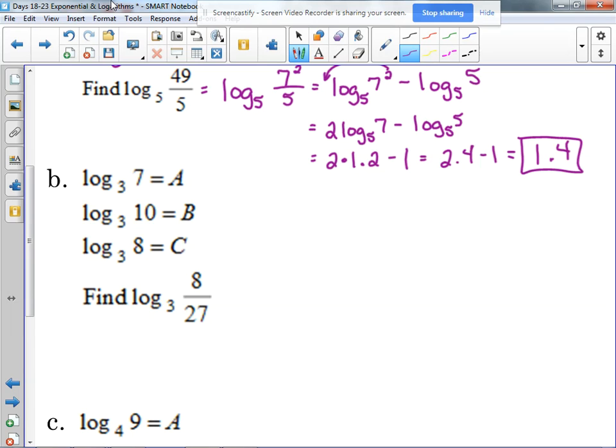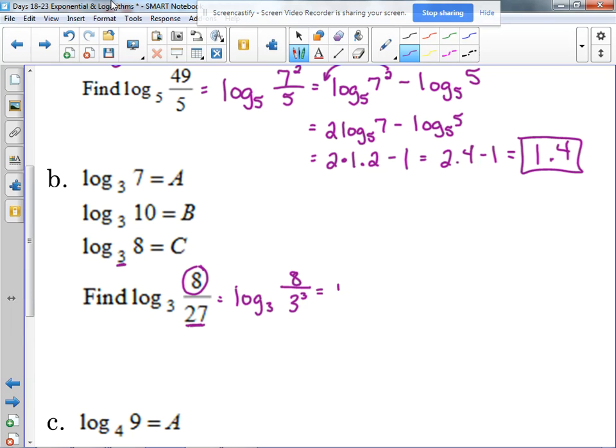So when I look at what they want me to evaluate, 8, I'm good. That's one of my numbers, so I don't have to do anything there. 27 is not one of those numbers. I have to relate it to one of those numbers using powers. 7, 8, 10, not going to happen. It must relate to my base of 3. So 8 we can leave. 27 is 3 to the third.